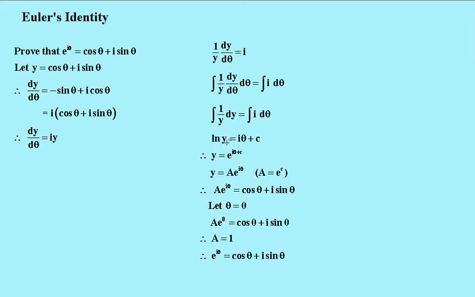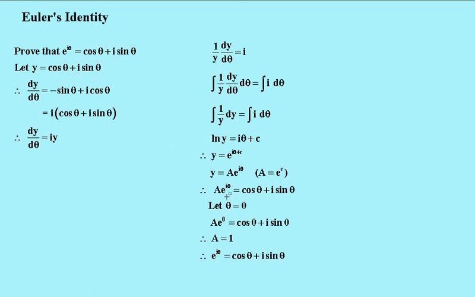Now this is just log y, and we integrate i with respect to theta, we get i theta plus a constant. Therefore y will become e to the i theta plus this constant. Now what we'll then do is replace that e to the c with an a, and we get y equals a e to the i theta. So a e to the i theta must be equal to cos theta plus i sine theta, because that's what y was at the beginning.